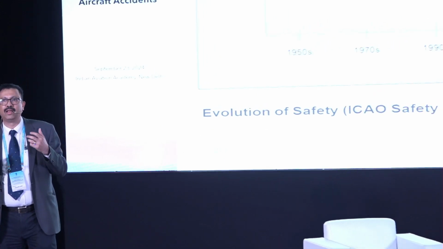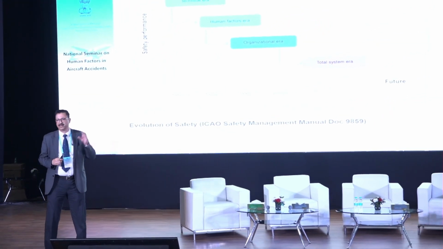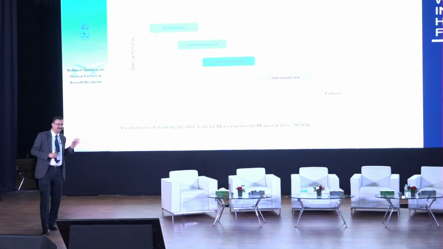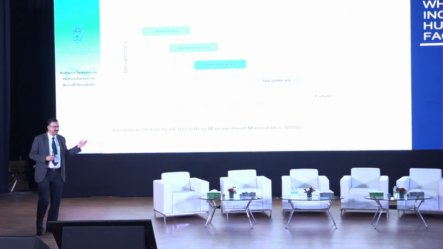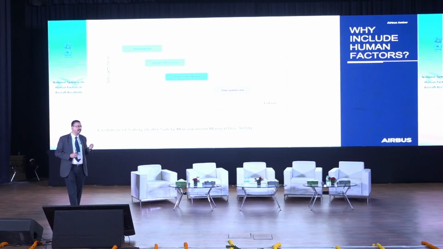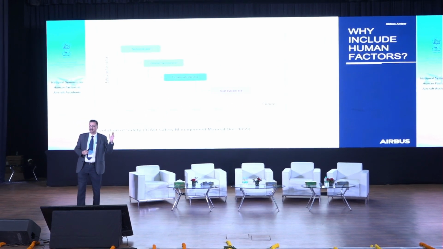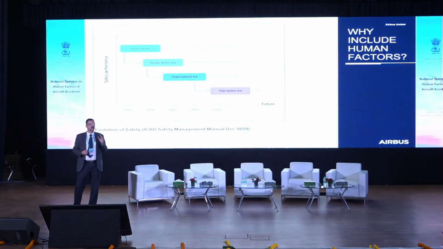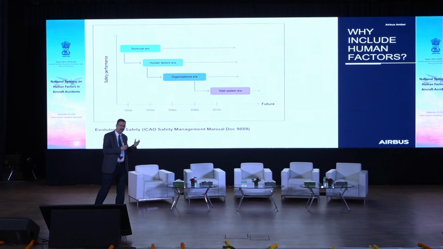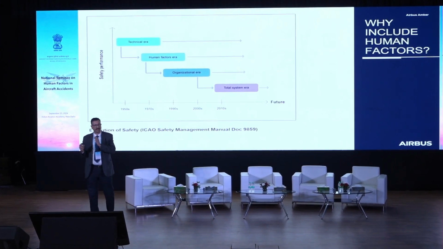Those of us who are aware of the ICAO document 9859, the Safety Management Manual, there's a particular diagram there, which basically says that going back into the 1950s, it was the technical era, when components would fail, leading to aircraft serious incidents or accidents. Thereafter, once the technology started to settle in, accidents continued to happen, but it was more to do with the human element. So that got bifurcated as the human era.